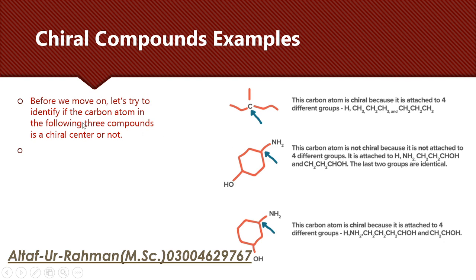Before we move on, let's try to identify whether the carbon atom in the following three compounds is a chiral atom or not. This carbon atom is chiral because it is tied to four different groups. Here, this carbon is not chiral because it is not tied to four different groups. It is tied to H, NH2, CH2CH2CH2OH, and CH2CH2CH2OH. The last two groups are identical. This carbon atom is chiral because it is tied to four different groups. Here, it is tied to four different groups because there is an OH on this side, so obviously this is a chiral one.